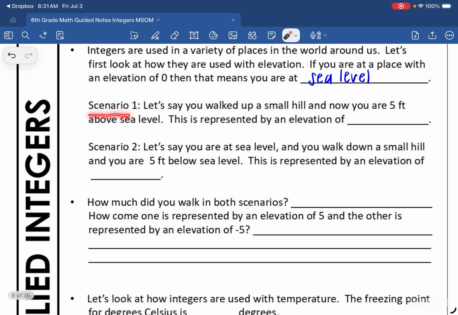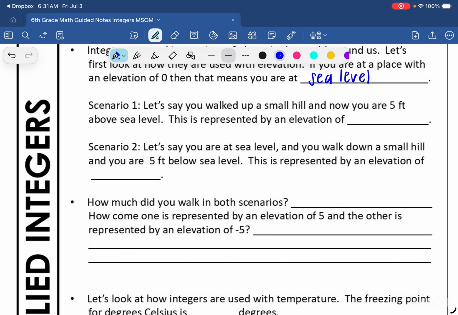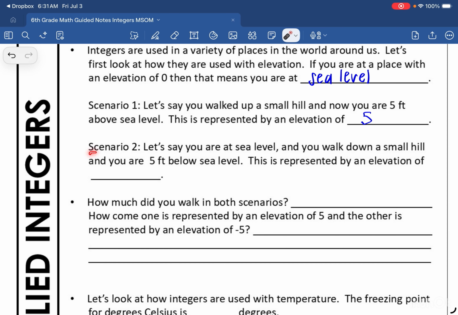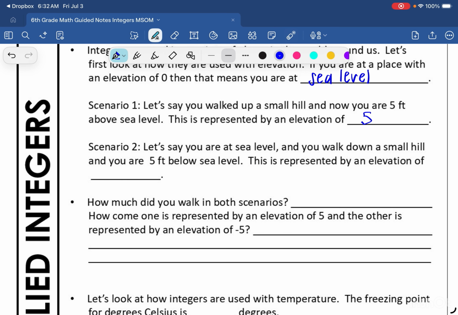Scenario 1. Let's say you walked up a small hill and now you are 5 feet above sea level. This is represented by an elevation of 5. Scenario 2. Let's say you are at sea level and you walk down a small hill and you are at 5 feet below sea level. This is represented by an elevation of -5.